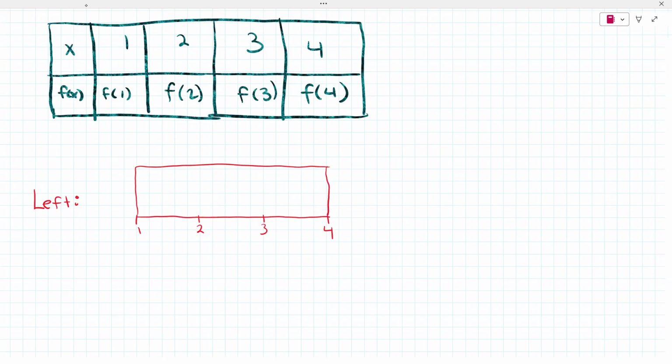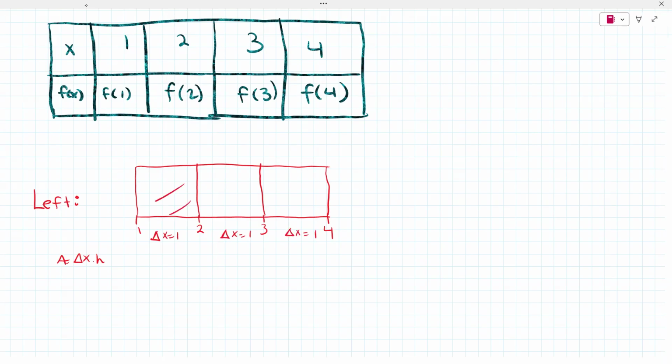Okay, so let's do the left. So here are our boxes. The area of a rectangle is base times height, or delta x times the height. So from 1 to 2, the delta x, or the change of x, is 1. From 2 to 3, the delta x is 1. And then from 3 to 4, the delta x is also 1.